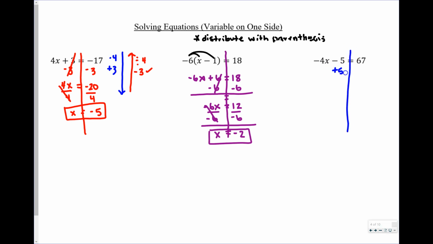Add the 5 over. The 5's cancel out. Bring your negative 4x down. And then 67 plus 5 equals 72. Now divide by negative 4 on both sides. Those cancel out, and I get that x equals negative 18.